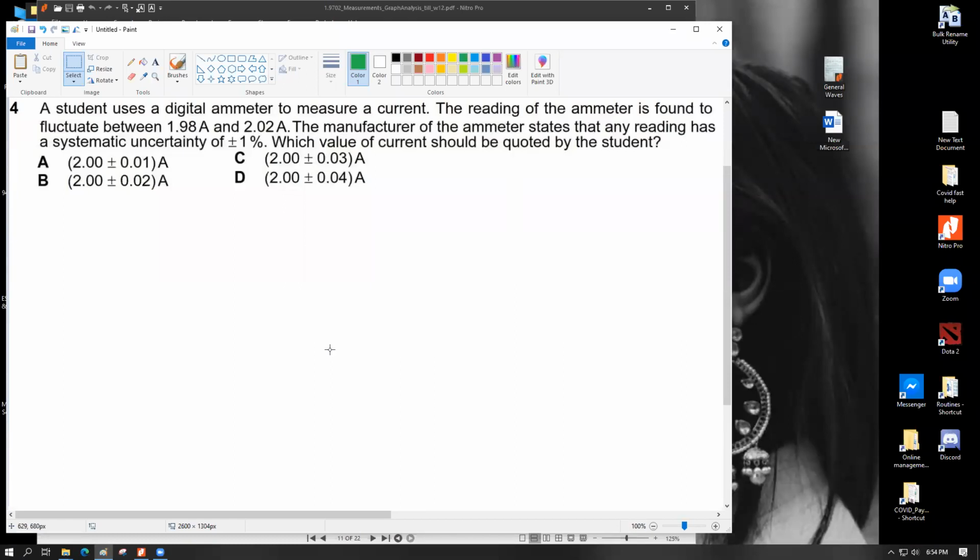Questionের কন্টেন্টটা বুঝছো কিনা দেখো। এক্সপেরিমেন্ট করে সে একটা সার্টেন কারেন্ট মেজার করতেছে, তার ম্যাক্সিমাম এবং মিনিমাম ভ্যালু অফ দ্য কারেন্ট, বিকজ ইট সেজ ইট ফ্লাকচুয়েটস বিটুইন দ্য ম্যাক্সিমাম কারেন্ট এন্ড দ্য মিনিমাম কারেন্ট এর ভ্যালুগুলো হচ্ছে 1.98 and 2.02. And the manufacturer also told us that there would be a 1% systematic uncertainty for the measure. 1% systematic uncertainty মানে হচ্ছে pretty much like 1% error that is provided from the device.